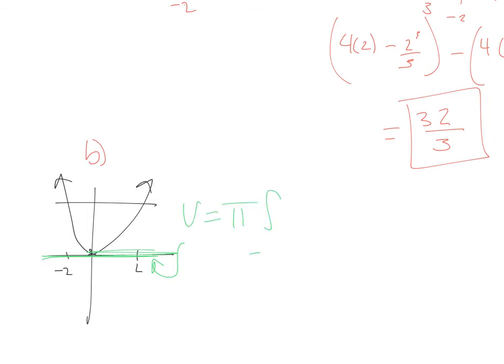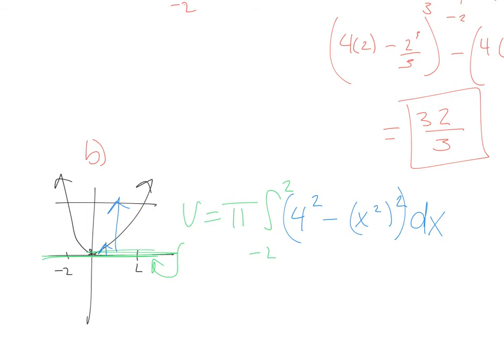So pi from -2 to 2. The farther away curve is y equals 4, so that's 4 squared minus, and the closer curve is x squared, so it's minus x squared, squared, dx. Now notice, unlike the previous problem, I do not need to add or subtract to the R and little r, because the axis of rotation is the x-axis.